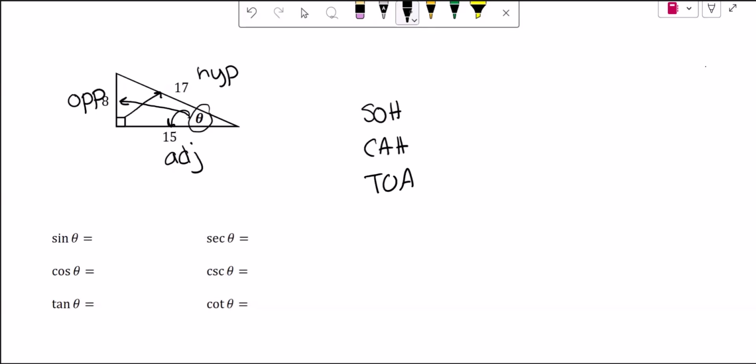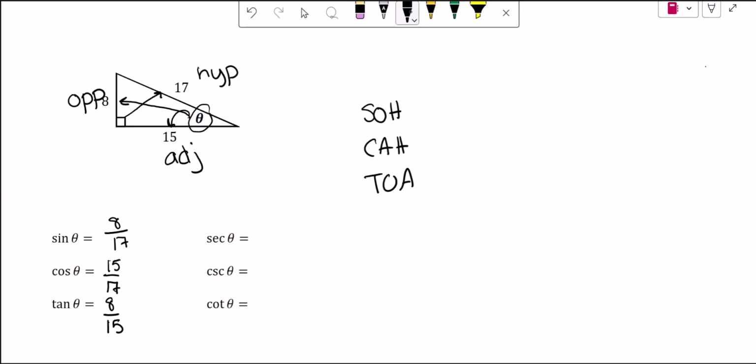So the sine is opposite over hypotenuse. What's the opposite? 8. What's the hypotenuse? 17. Then cosine is CAH, so that's adjacent over hypotenuse. Our adjacent is 15. Our hypotenuse is 17. And then TOA is our tangent, and that is the opposite, which is 8, over the adjacent, which is 15.